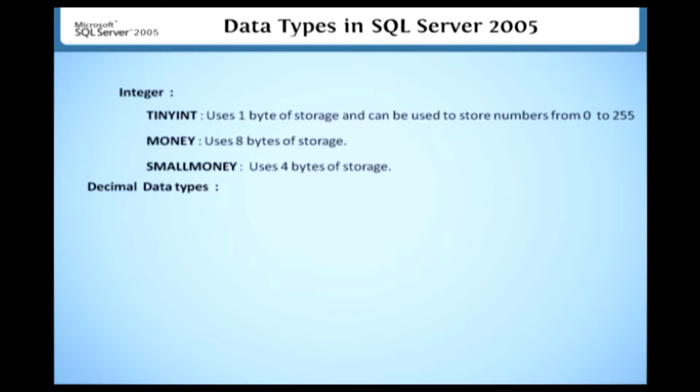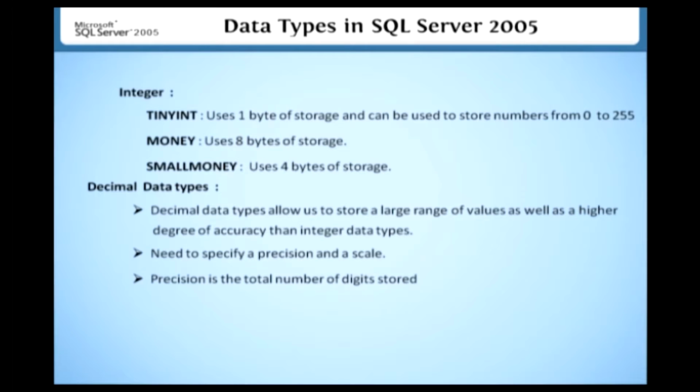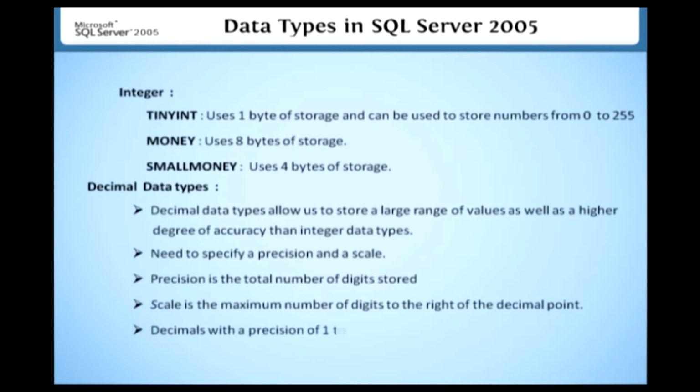Next, we will see the decimal data type. Decimal data types allow us to store a large range of values as well as a higher degree of accuracy than integer data types. For decimal data types, we need to specify a precision and a scale. Precision is the total number of digits stored, and scale is the maximum number of digits to the right of the decimal point. The storage space of decimal data varies according to the precision.